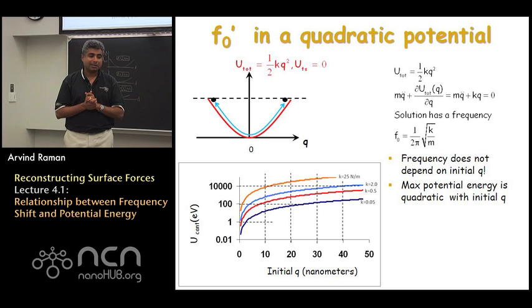In contrast, the tip sample interaction potential energy is typically going to be of the order of 1 to 10 electron volts. So tip sample interaction potential energy is usually 100th to 1000th, maybe less, of the maximum potential energy contained in the oscillator.